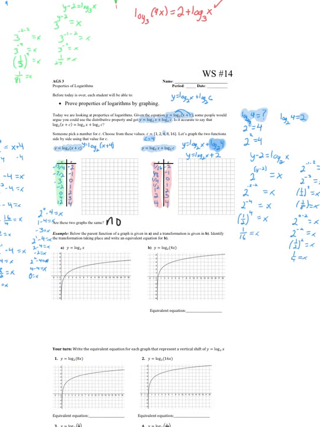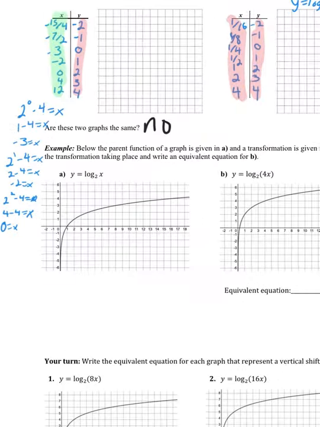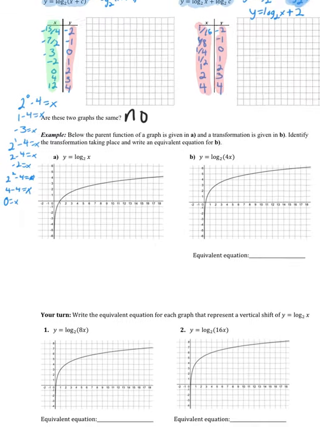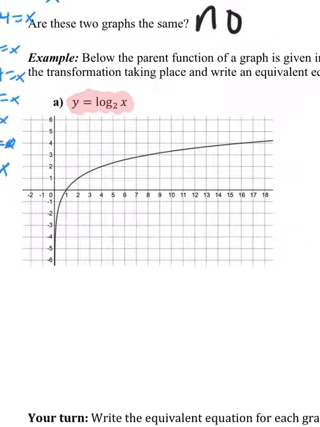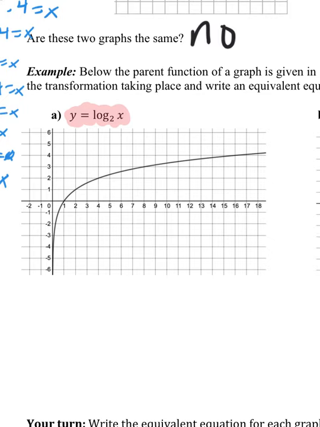Okay, so now let's take a look at another example here. It says below we have the parent function of log base 2 of x. So we talked about parent functions a little bit on Tuesday. Whenever you have just something by itself, it's just the regular base and just the x. And then we have a function over here, part B, that says log base 2 of 4x. So the first thing I want to do is take this parent function A, and we're going to label as many x and y values as we can.